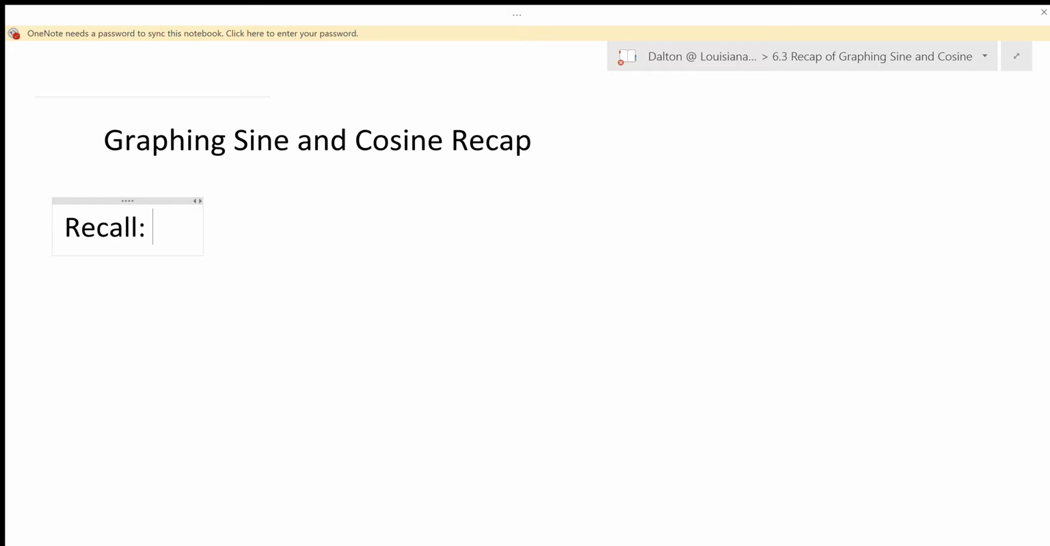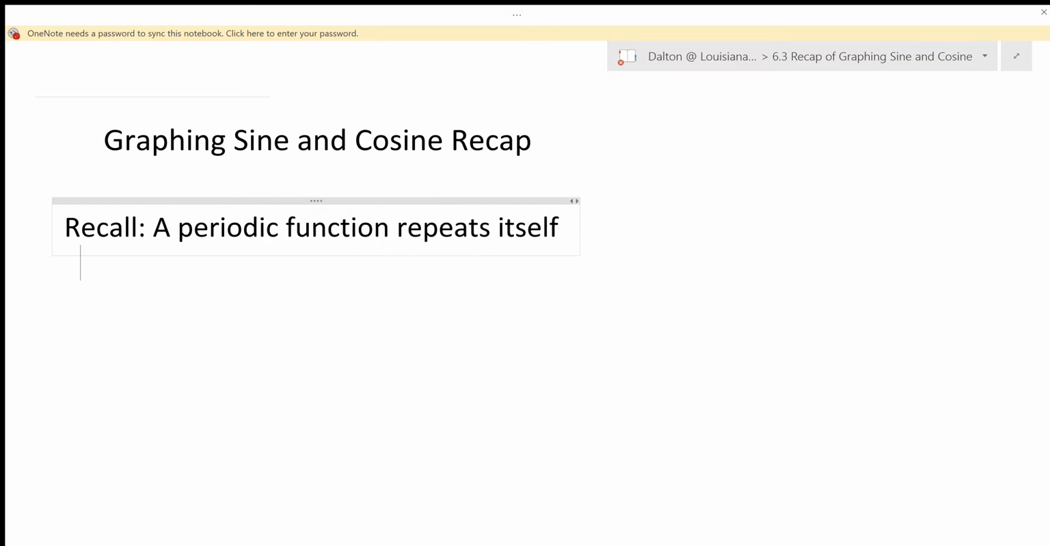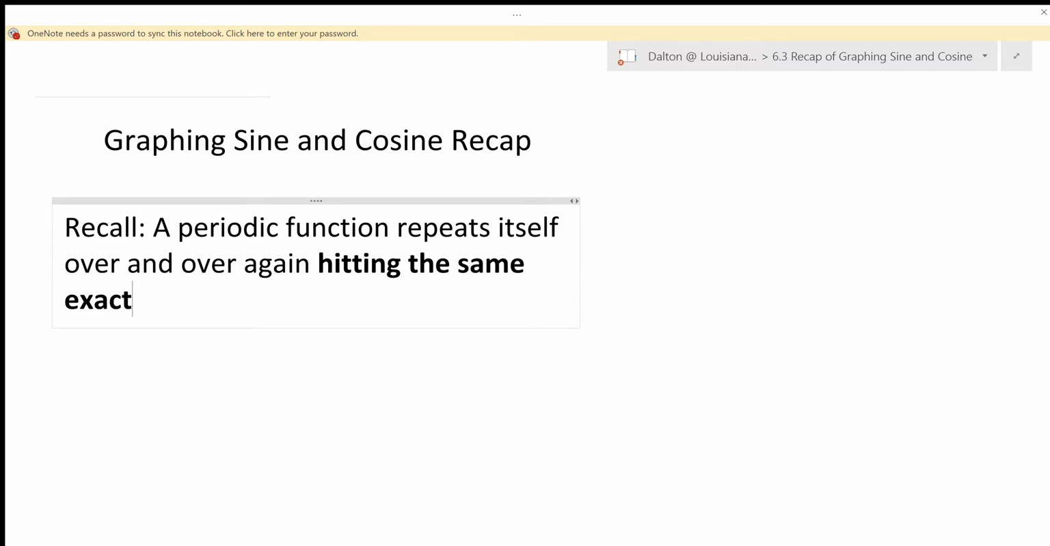So let's recall the most important thing about a periodic function for you to understand. We can just say a periodic function repeats itself over and over again, most importantly hitting the same exact y values. Okay, that's the idea of a periodic function. Let's stretch this out. There we go.